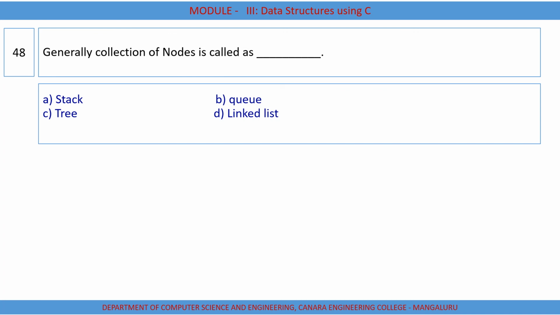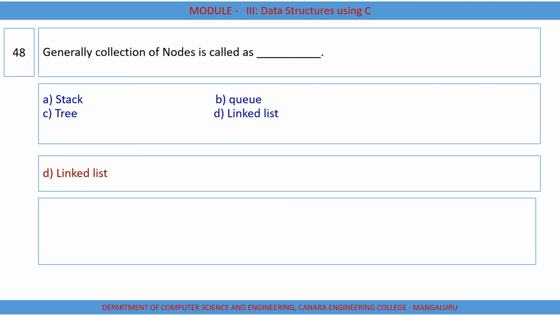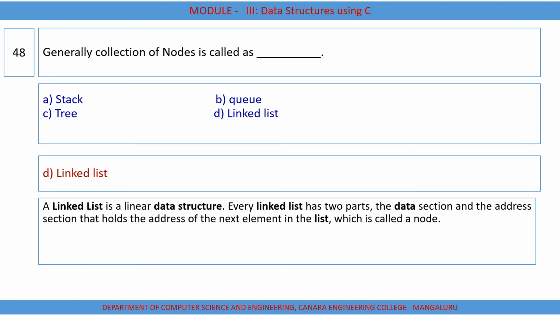Generally, a collection of nodes is called: stack, queue, tree, or linked list. So generally a collection of nodes is called a linked list. A linked list is a linear data structure. Every node in a linked list has a data section, and the other parts hold the address of the previous as well as the next node. So totally three fields it contains.